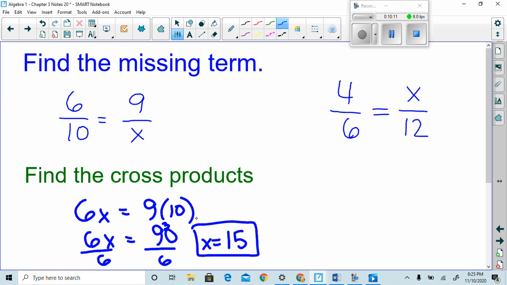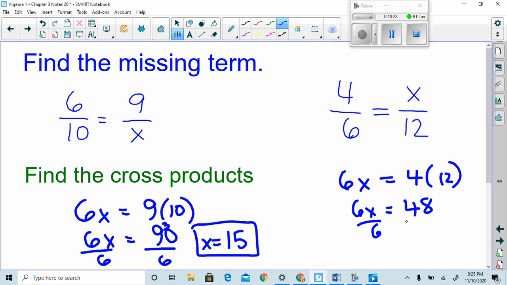That's the missing term. Again, let's cross multiply. Let's multiply 6 times x and 4 times 12. Looking for a missing term, 6x is equal to 48. Divide, and x is equal to 8. We can do this even with some distribution involved, but I'm going to stop here and give you some time to practice.